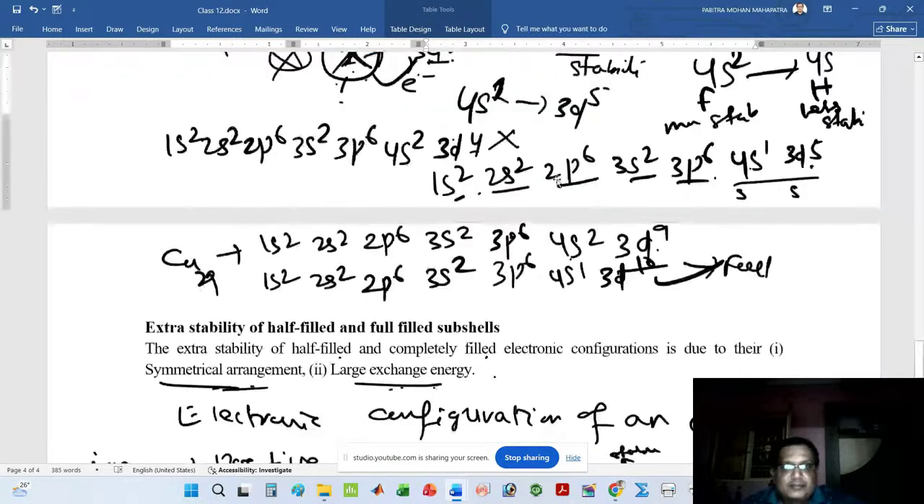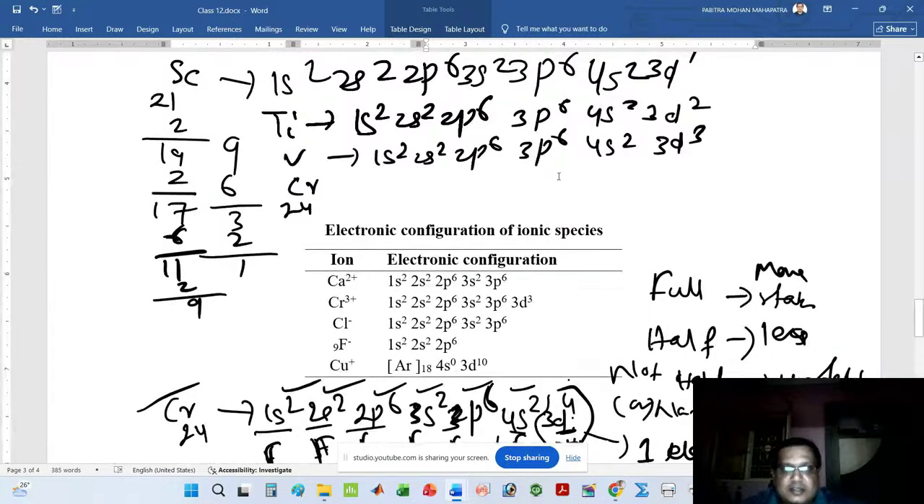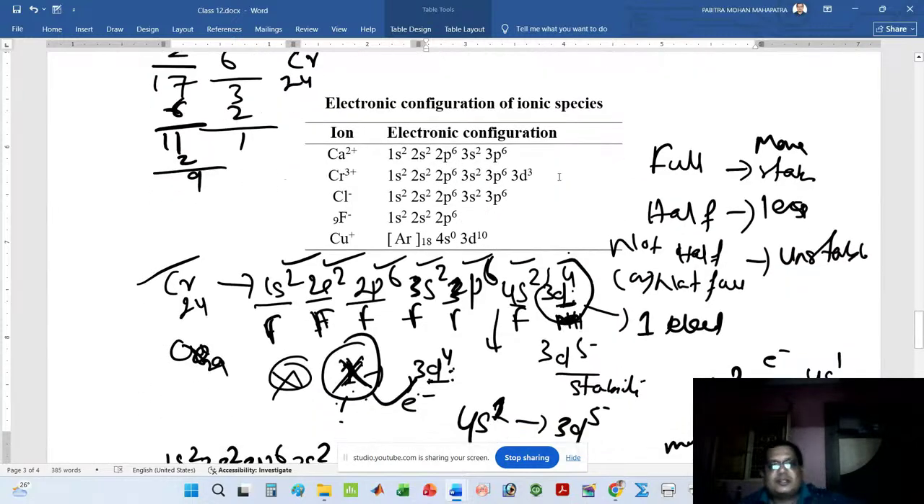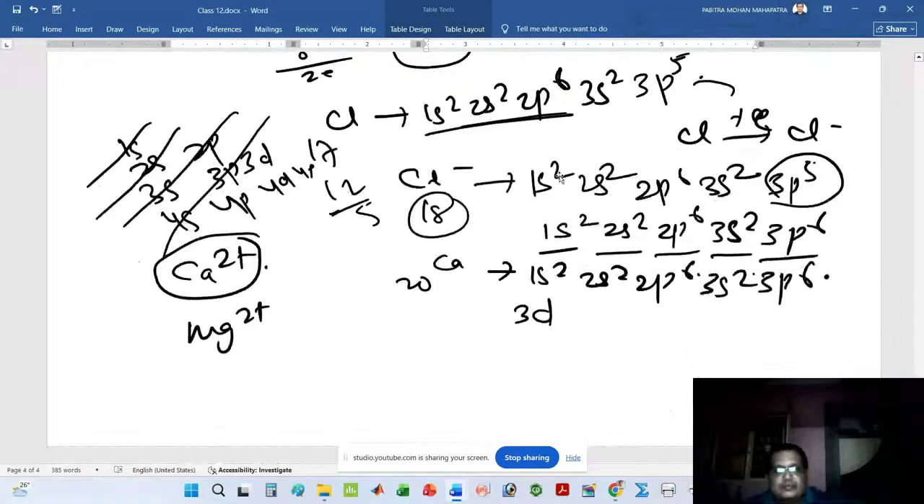For calcium, I have already given 3p6. Then 3d is not filled; it is wrong to fill 3d2. That is your 4s2. Clear? This is the electronic configuration of what? Calcium. Think about Ca2 plus.